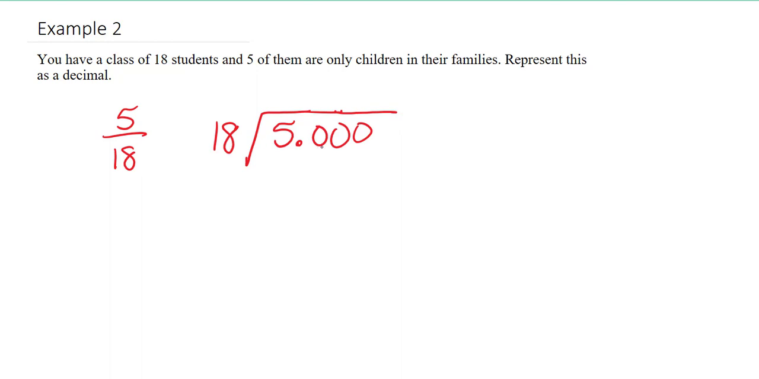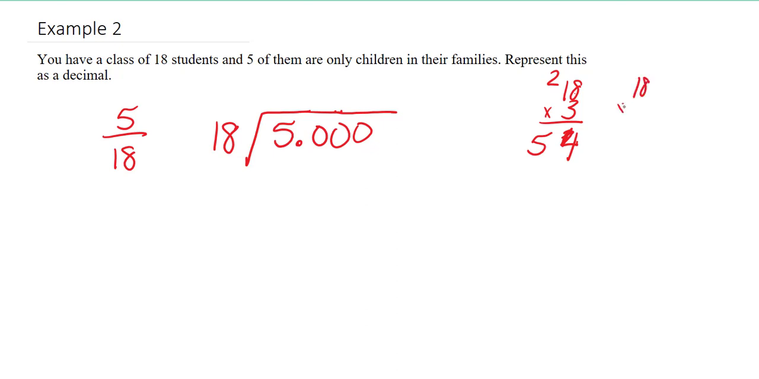Now 18 can go into 50 how many times? Well, what's 18 times 3? 8 times 3 is 24. Carry the 2. 1 times 3 is 3, plus 2 is 5. So it's not quite 3.